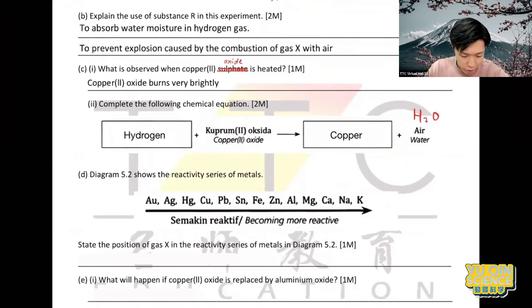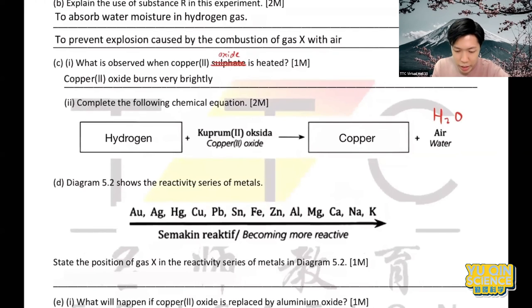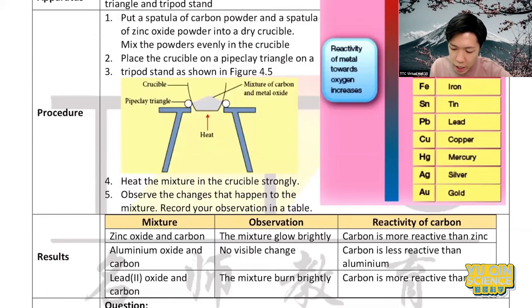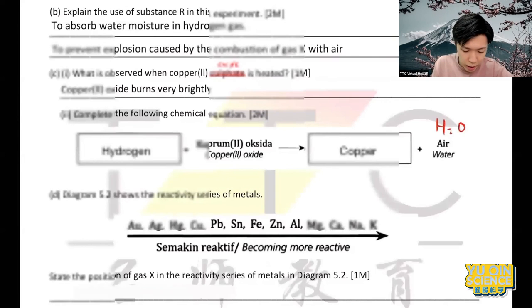Next one. This is the sequence to become more reactive. State the position of hydrogen. Hydrogen position, you remember? No? I don't remember hydrogen, but I remember carbon. Carbon is between Al and Zn. Hydrogen is one step lower, so it's between zinc and iron. That's how you explain it. So it's between Zn and Fe.